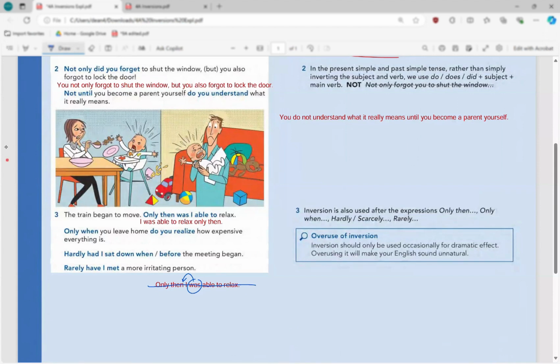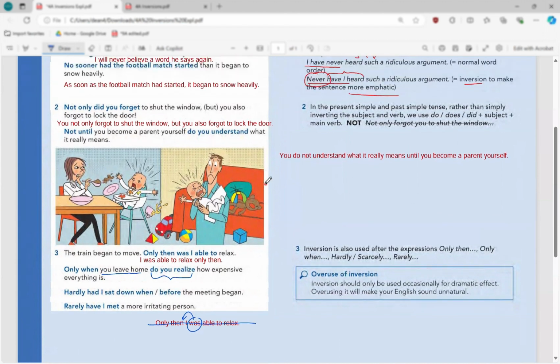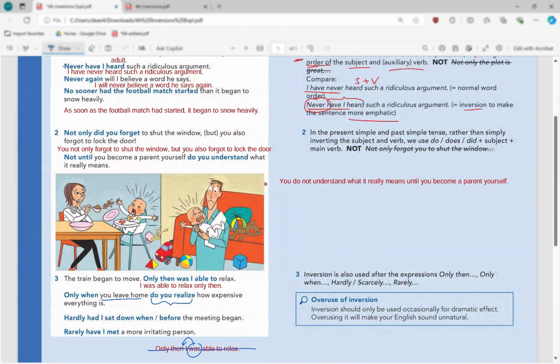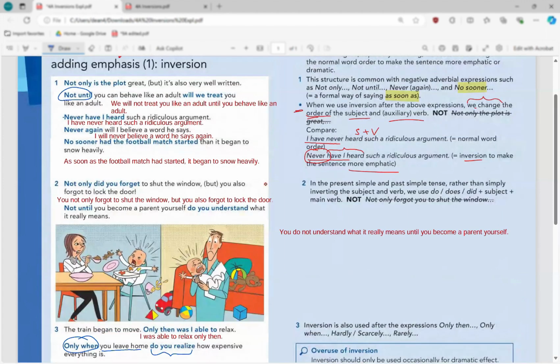Right. Only when, again, look at that. So the inversion is not happening in the same clause that only when is. Inversion is happening from here, the way that we start. So we need to memorize that. So only when, this is a rule. This is happening in only when. And also not until. Look, so inversion is not happening in the first clause. It's happening here, in the second.